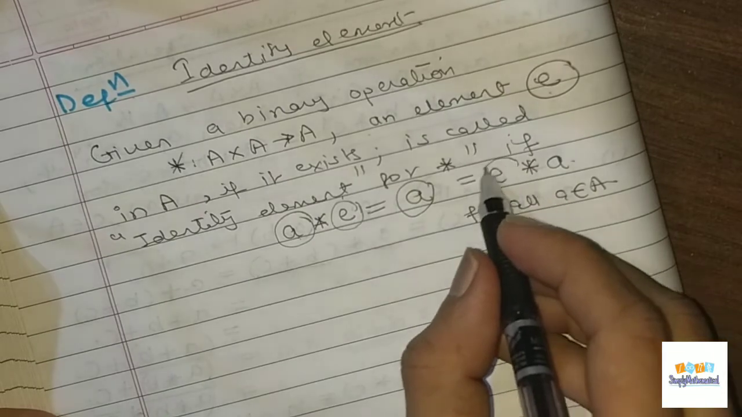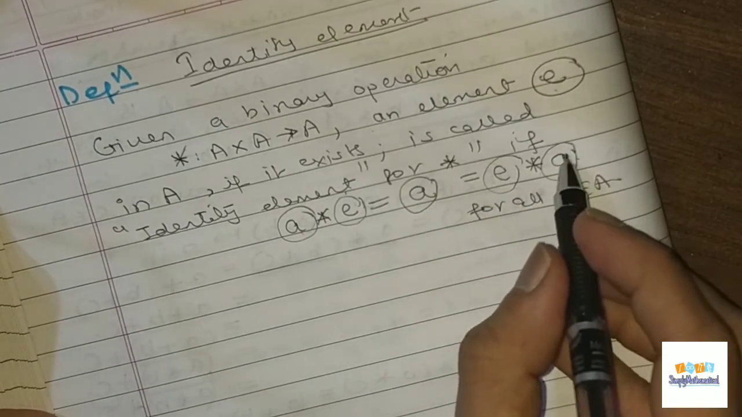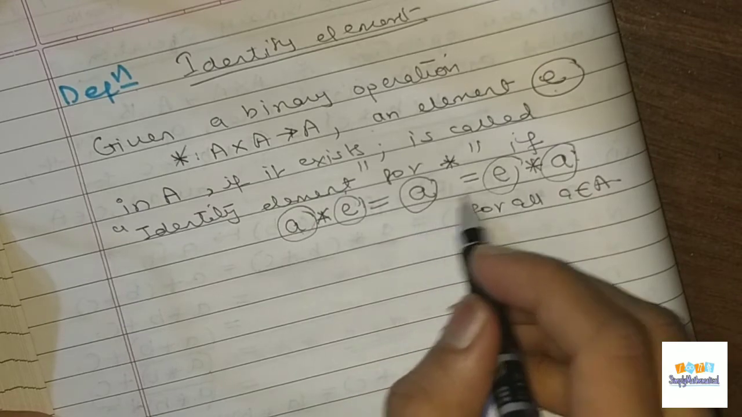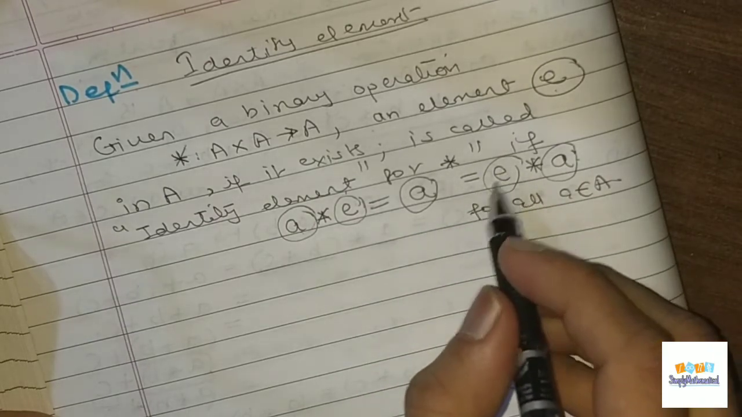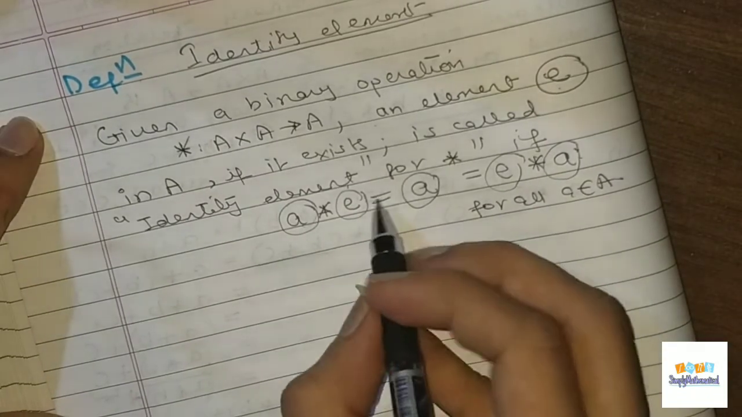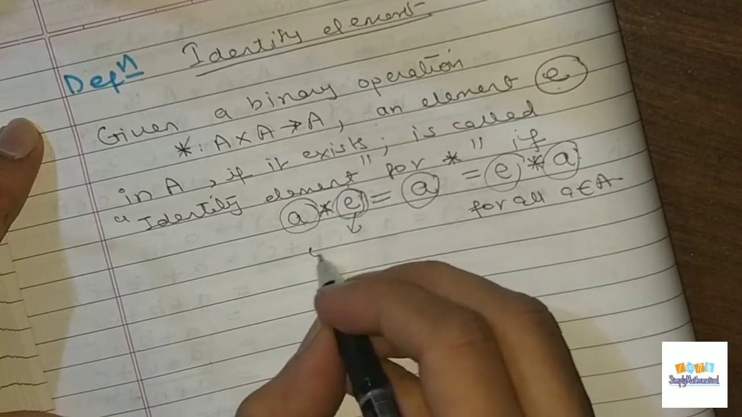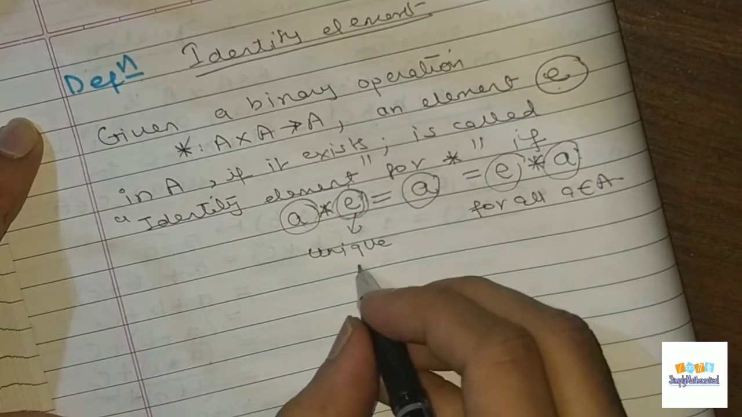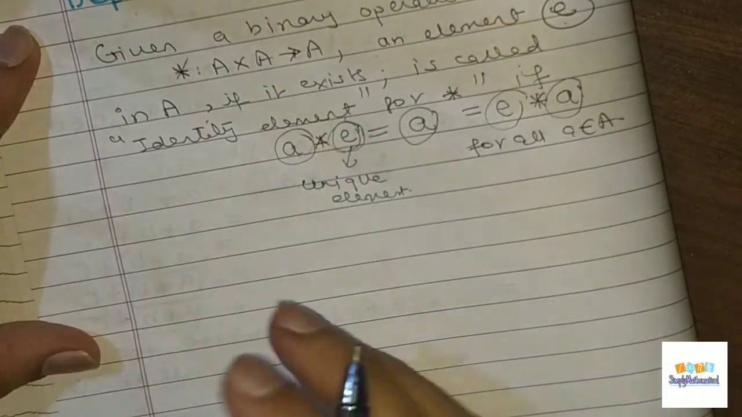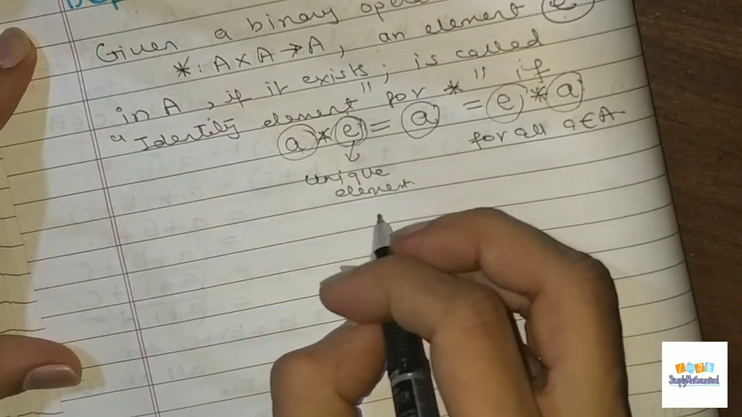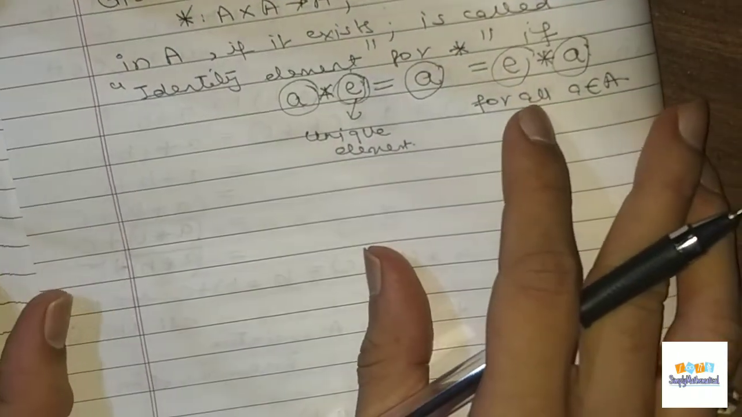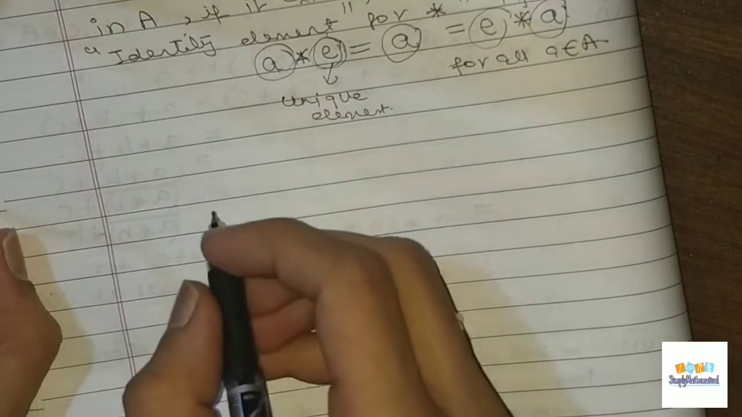So this element E, when operated with any element A in the set A, gives back this element A. Here also, if you operate this element E with the element A in the set A, you get back the element A. So this is called the identity element, for all A belonging to the set A. This element is a unique one. You will not have more than one identity element, that you have to note. That is very, very important. You will have only one identity element for an operation star.